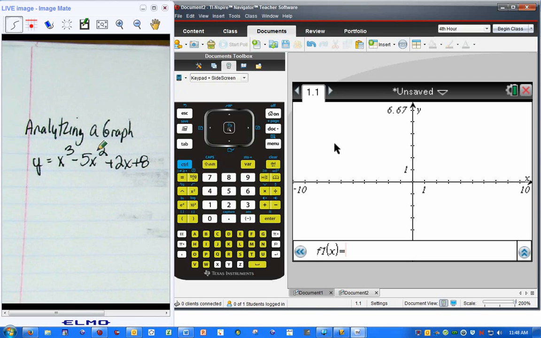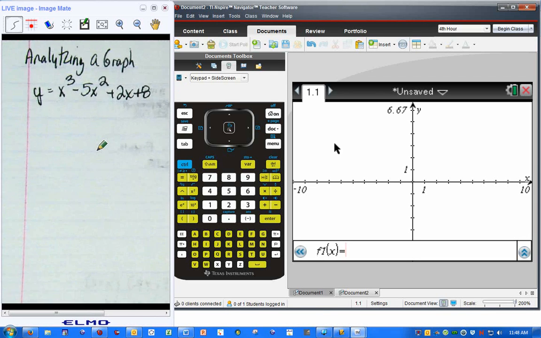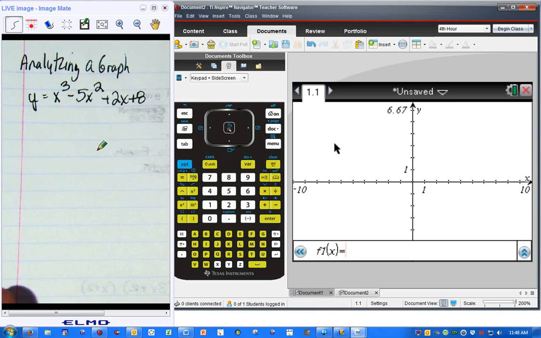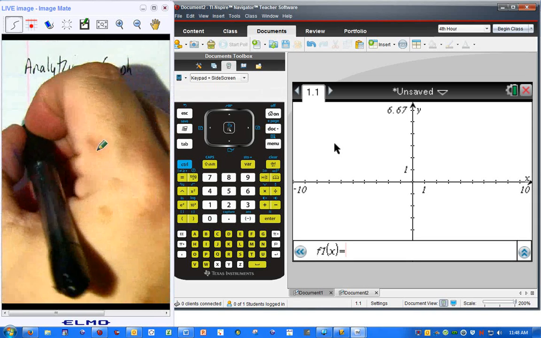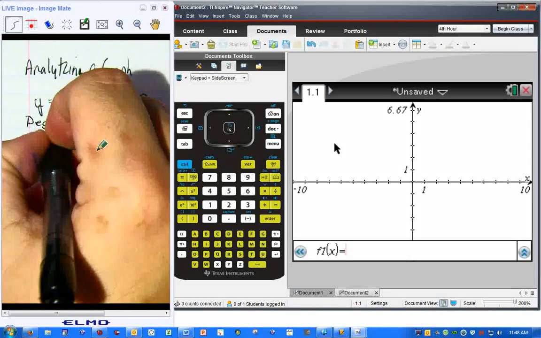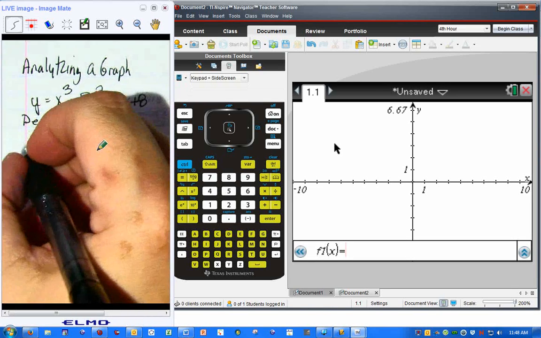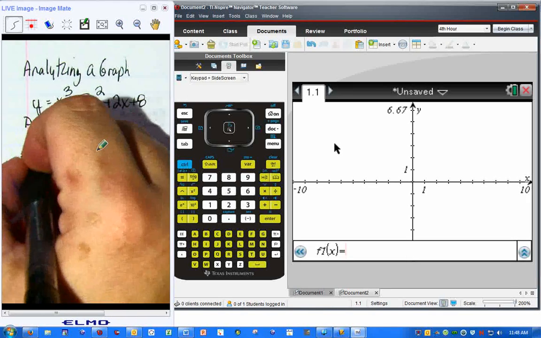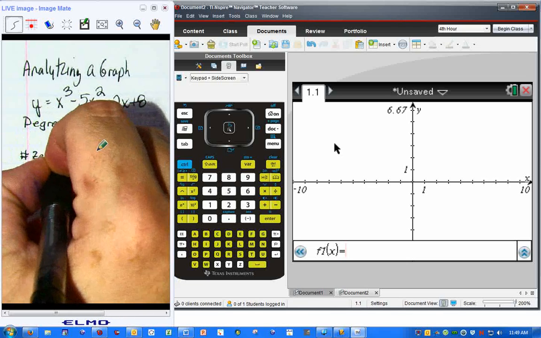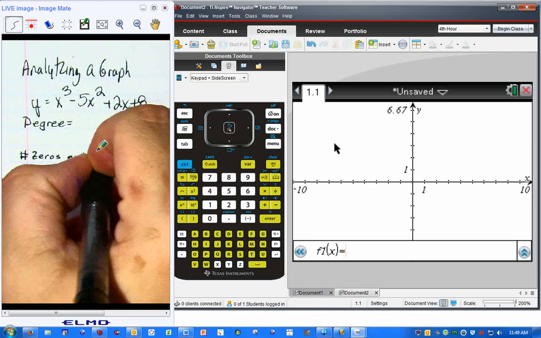Let me move this up just a little bit. Because when we analyze the graph, what we want to be able to do is find a degree, because that's going to tell us what the shape of the graph is going to be. We want to know the number of zeros and locations.